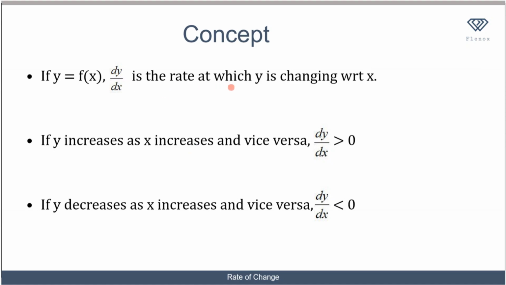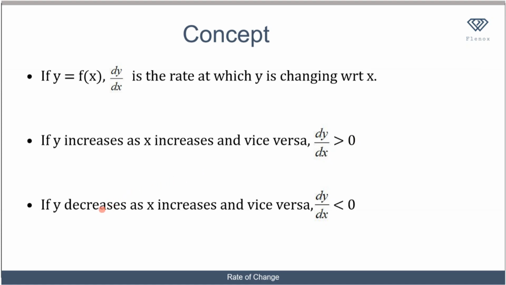As we've been discussing so far, when we see dy/dx, we are trying to study the rate at which y is changing with respect to the quantity x. Now there are two ways this relationship can play out. If as y increases, the value of x increases, that is, there is a direct relationship, or the converse, when y decreases, x also decreases, then you see that the rate of change dy/dx is positive, and positive means greater than 0.